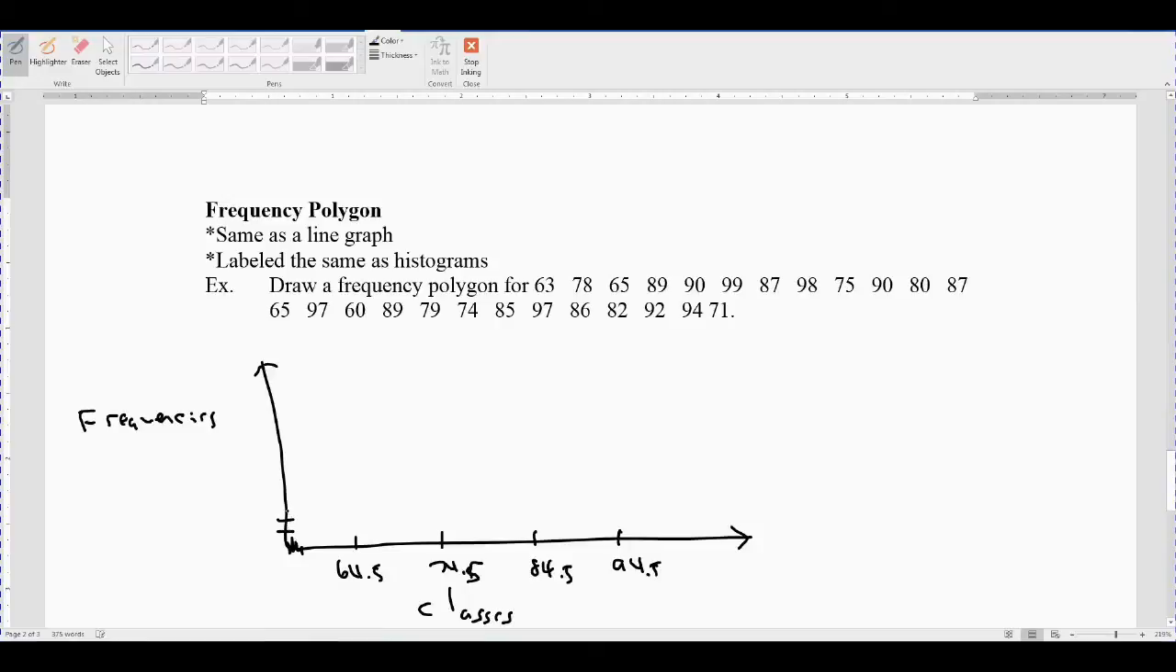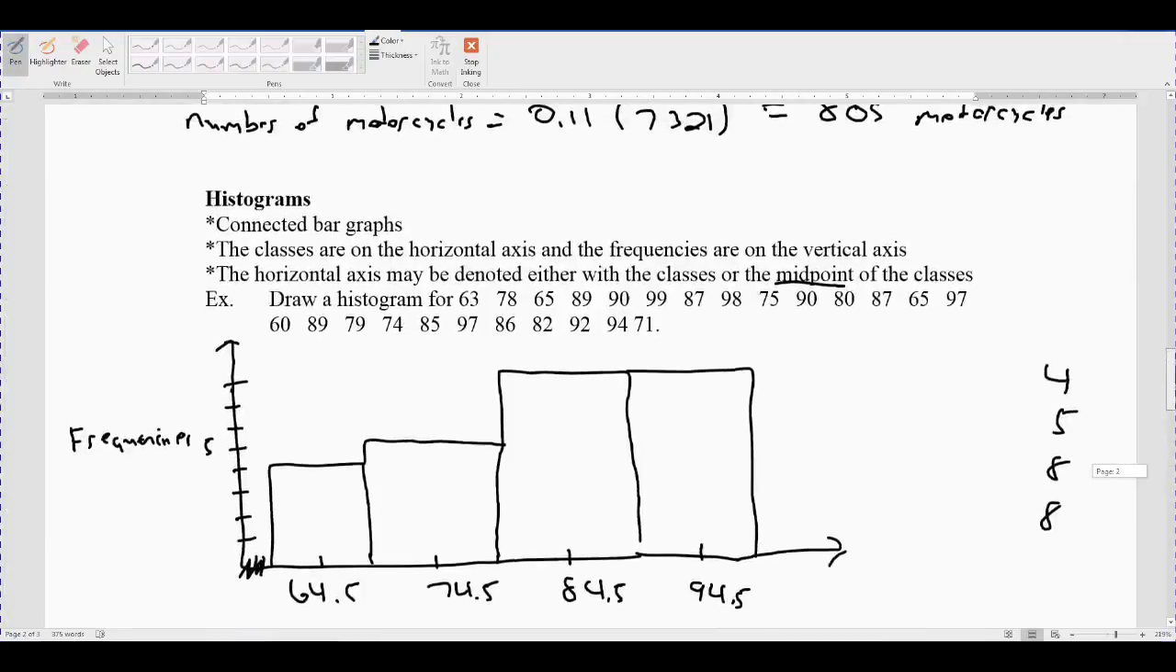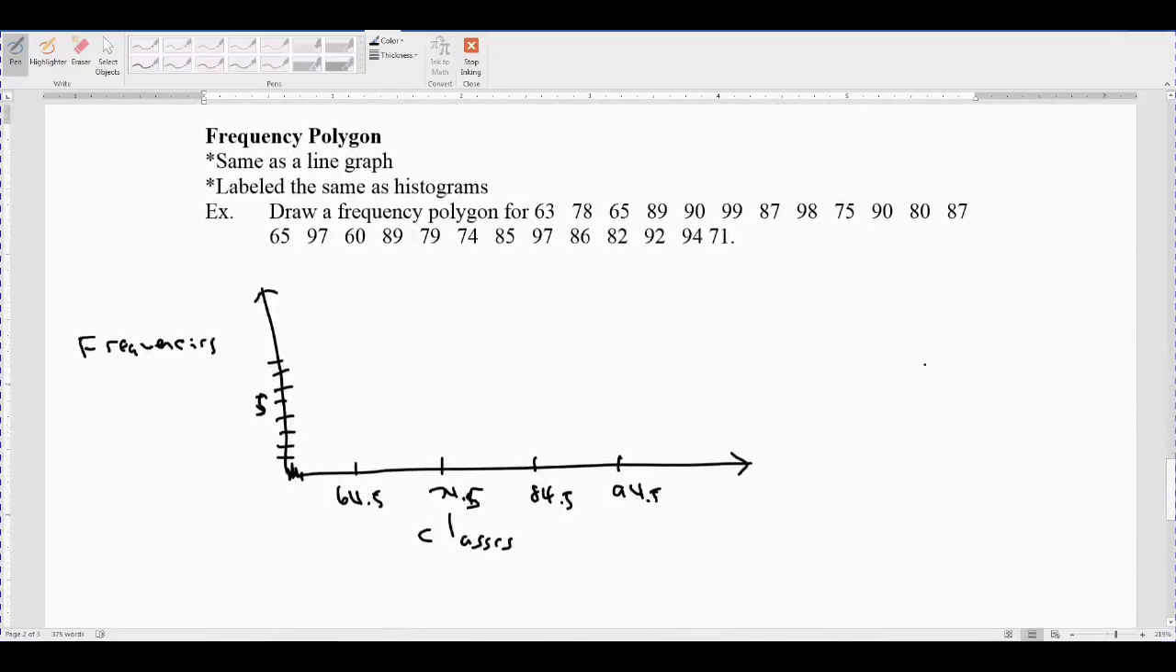Count by ones. 1, 2, 3, 4, 5, 6, 7, 8. And what was it? 4, 5, 8, 8. So 64.5 was at 4, so I'm going to put a dot there. 74.5 was a 5. Put a dot there. 84.5 was 8, so put a dot about there. Same for 94.5. So we're just going to connect the dots.